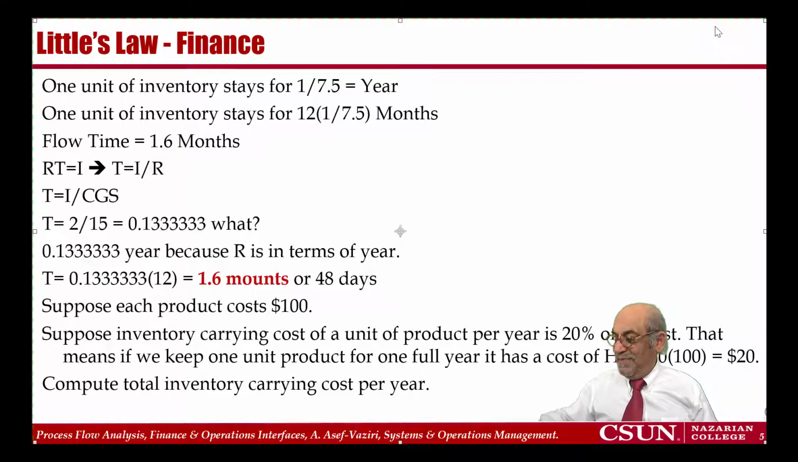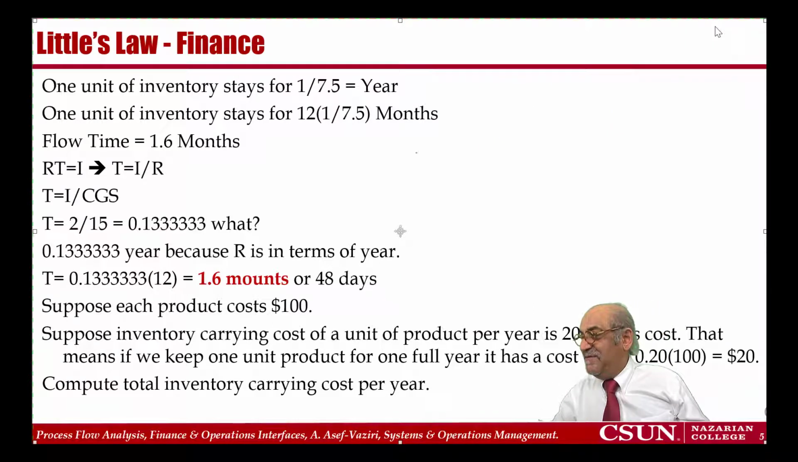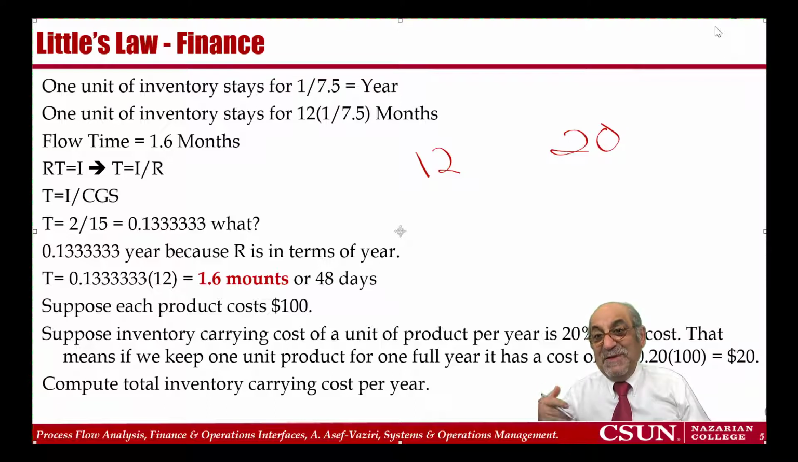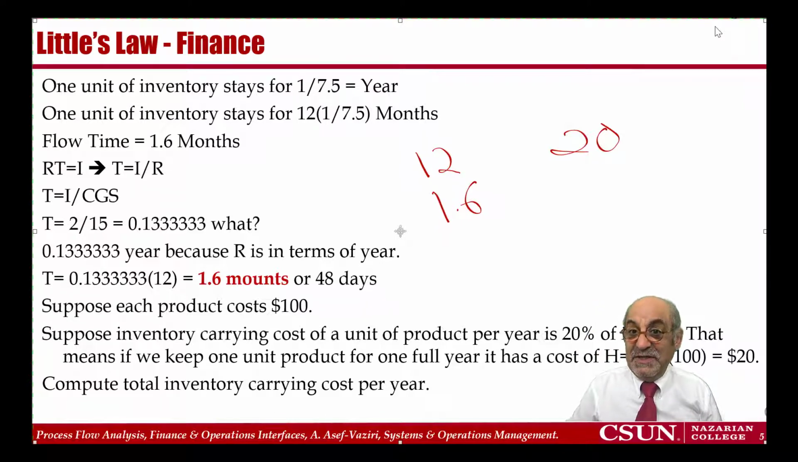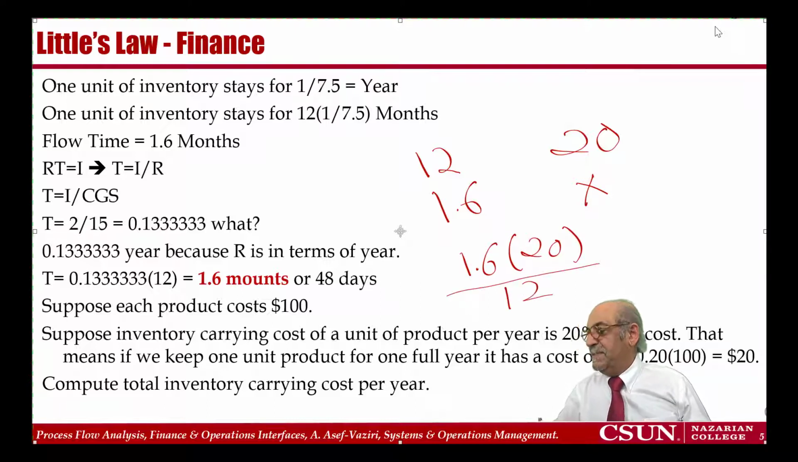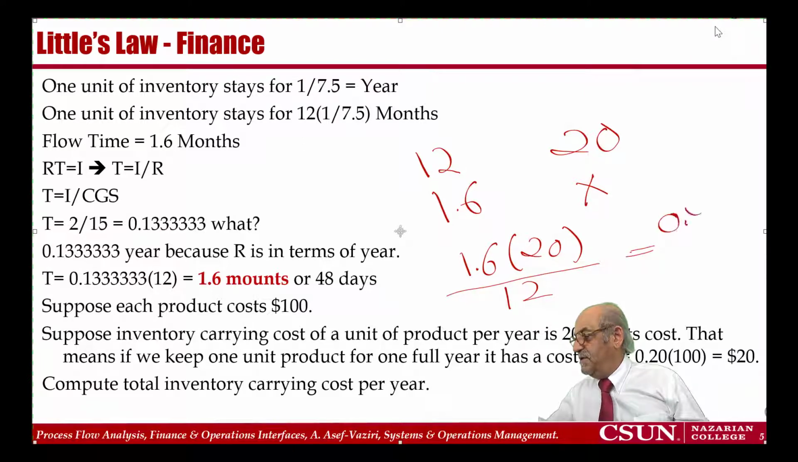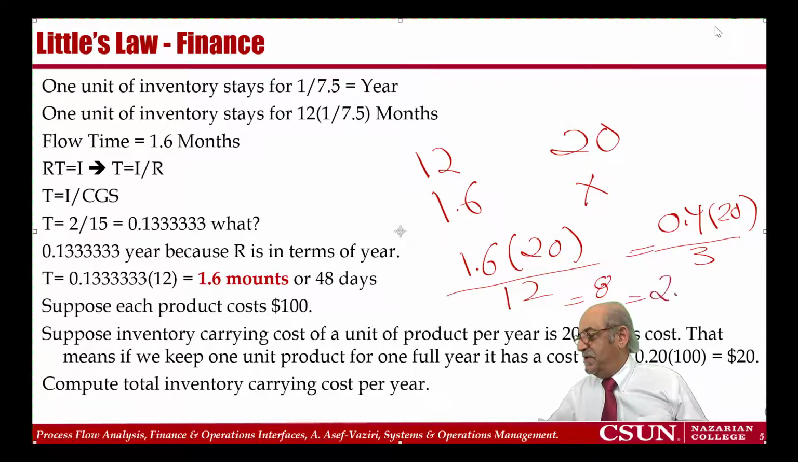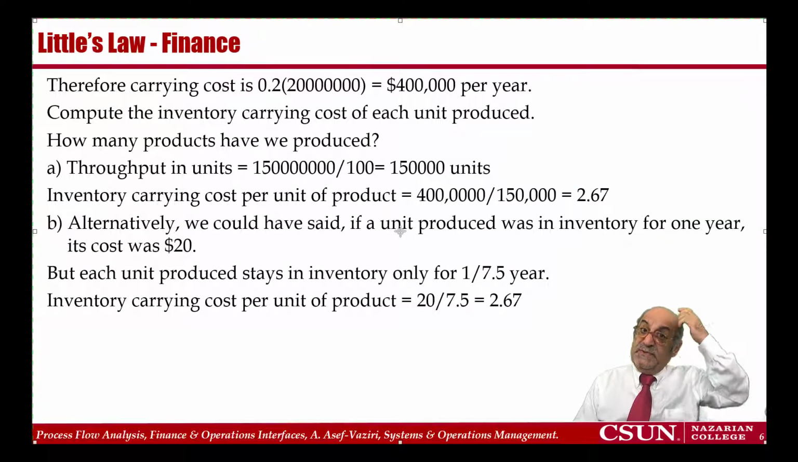We can also say if a unit of inventory is there for 12 months, its cost will be $20. But based on our computations, one unit of inventory, on average, is there for 1.6 months. Average flow time is 1.6. Therefore, what is its cost? And that is 1.6 multiplied by 20 divided by 12. That is 0.4 multiplied by 20 divided by 3, and that is 8 divided by 3, which is 2.67. Different ways to do the same thing.